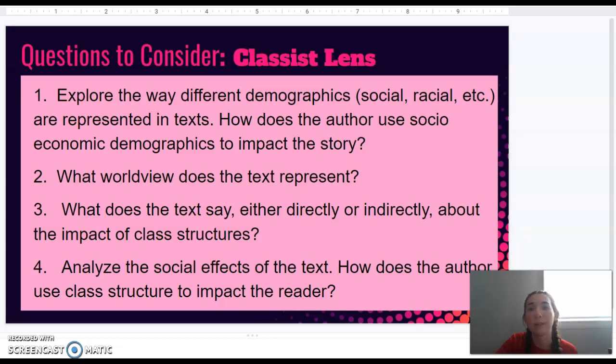So, questions to consider with classist lens. Explore the way different demographics, social, race, other things of that nature, religion, are represented in a text. How does the author use socioeconomic demographics to impact the story? What worldview does the text represent? What does the text say either directly or indirectly about the impact of class structures? And analyze the social effects of the text. How does the author use class structure to impact the reader?